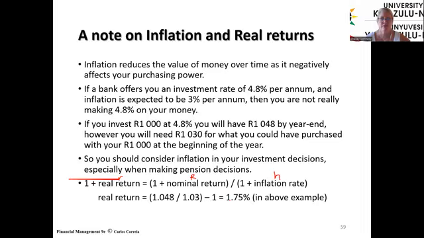So in real terms, when we're investing at 4.8% in nominal terms, and inflation's running at 3.3%, we're actually only really going to make a real return of 1.75%. Quite sad, really. But more on this in later chapters.